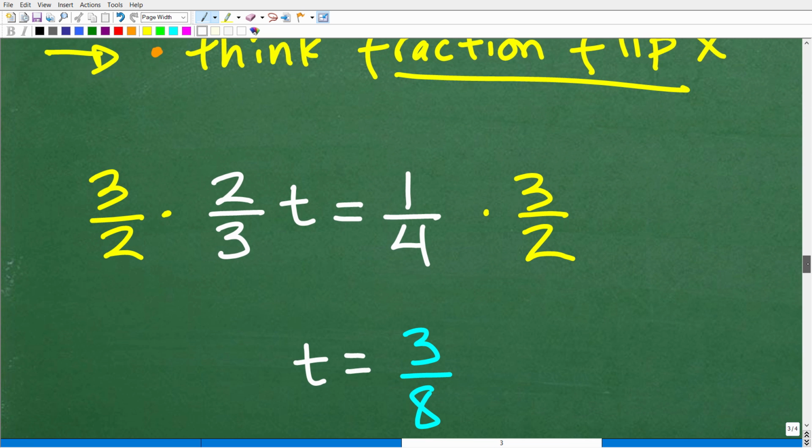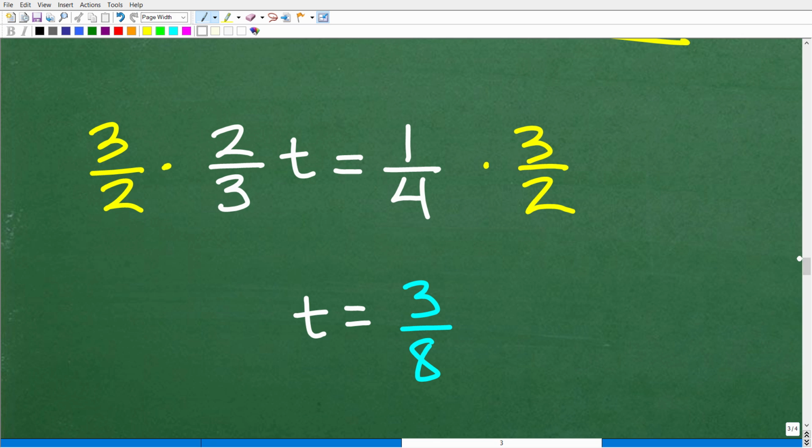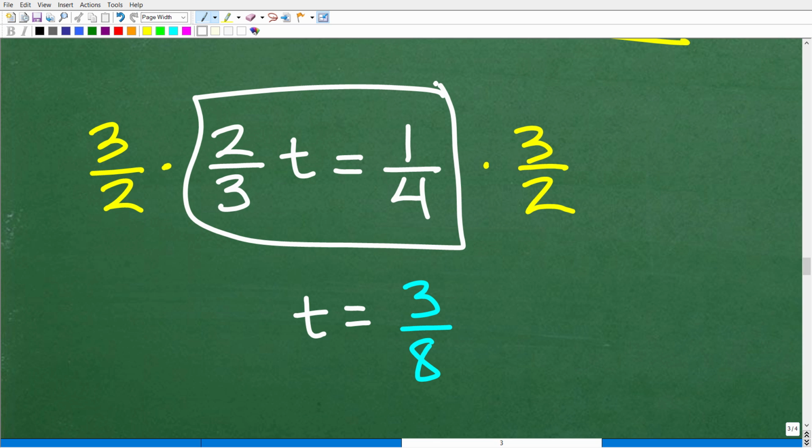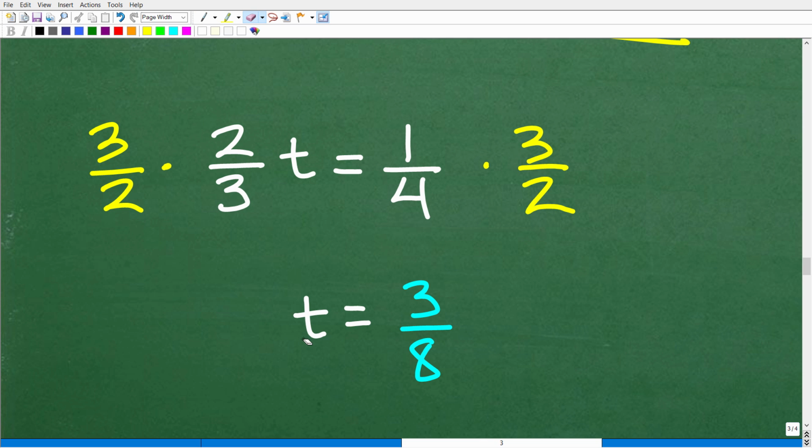Matter of fact, let me show it to you right now. Okay, so here is our equation, right? Remember, the goal is to get t by itself. So we have a 2/3 t on the left side. How can we get just a 1t, or t by itself? Easy. The procedure is just to take this number, this fraction, and flip it upside down.